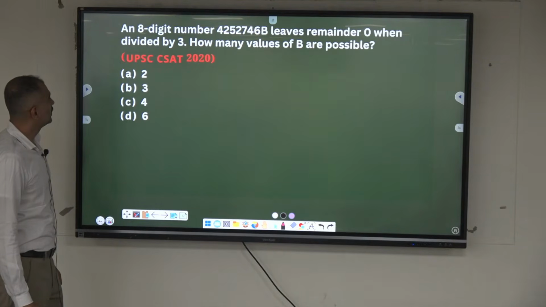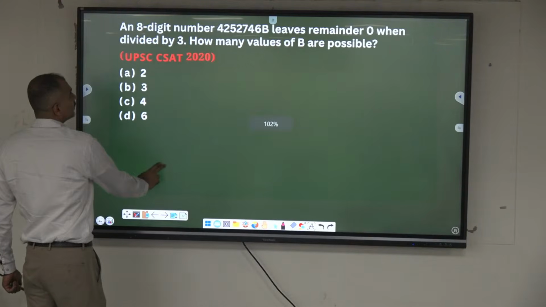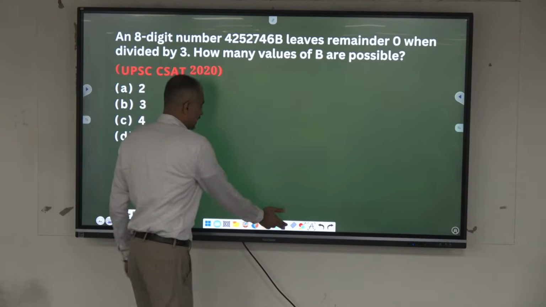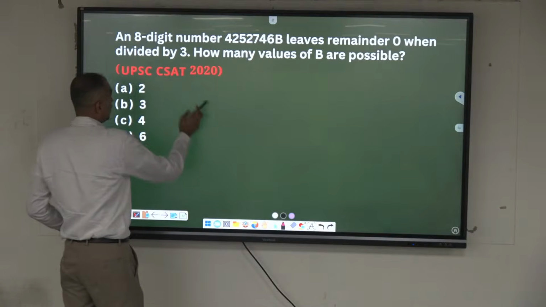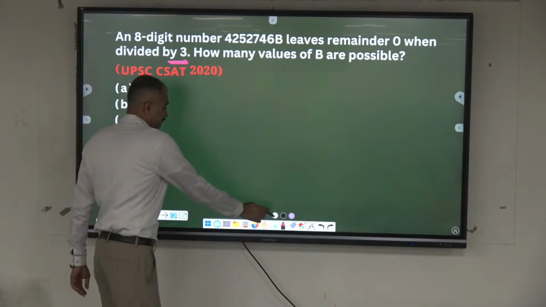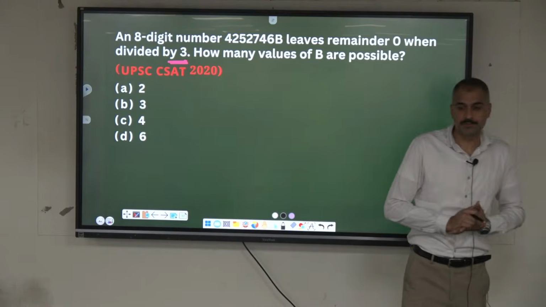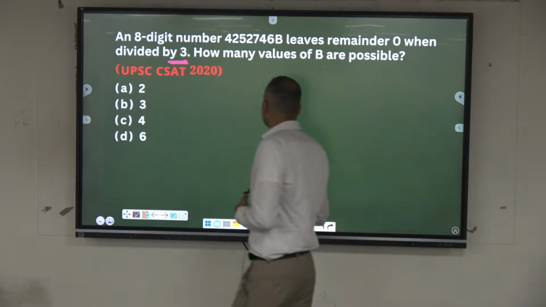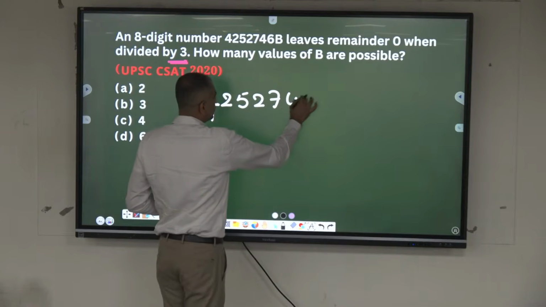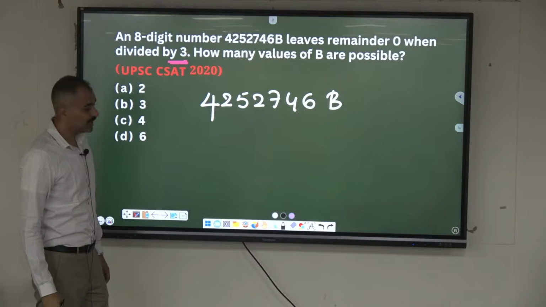An 8-digit number leaves remainder 0 when divided by 3. It's an 8-digit number here that leaves 0 remainder when divided by 3. What does the divisibility rule of 3 say? Sum of the digits. How many values of B are possible? 4, 2, 5, 2, 7, 4, 6, B. 4 possible values?